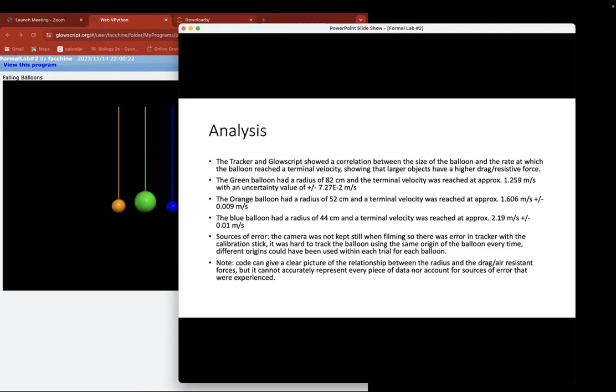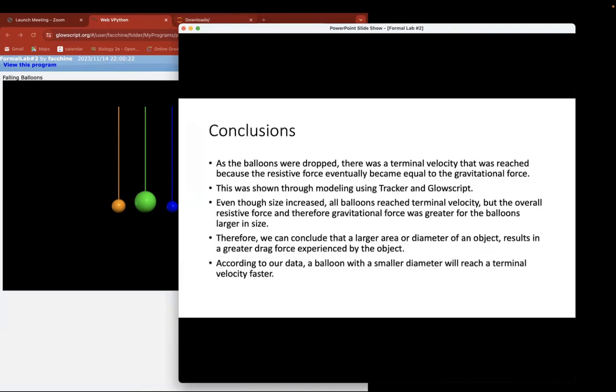Additionally, we should note that although the code can give us a clear picture of the relationship between the radius and drag or air resistance forces, it cannot accurately represent our data because it does not account for sources of error or confounding variables that may have been present in our experiment.